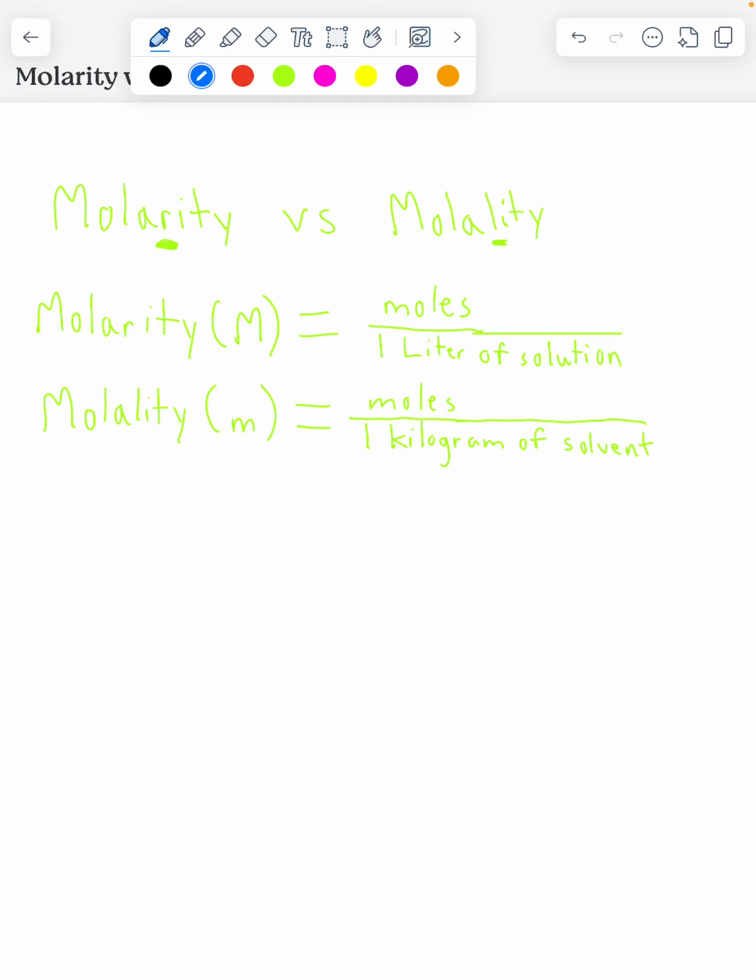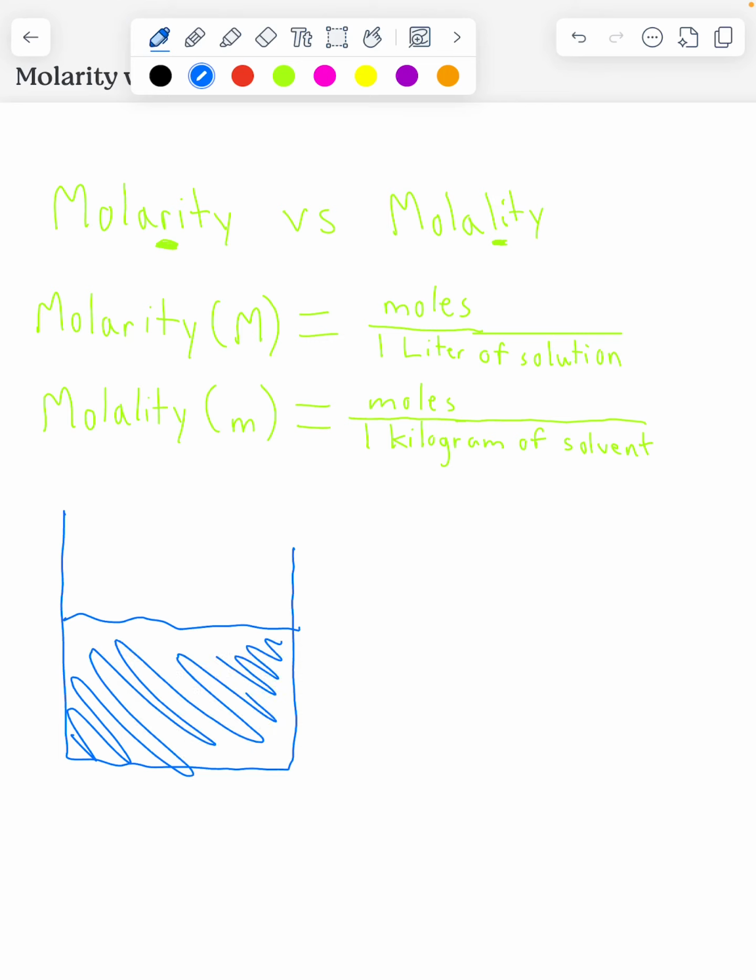So let's go through an example here to show some of the differences. So let's say we have a bucket of water. All right, bucket of water. Okay, and for ease, we're going to say this water adds up to 1 liter. It's 1 liter of water. Now inside of here, I'm going to put some little glucose molecules. All right, I'm just going to draw glucose as pink circles. Lovely little glucose here.